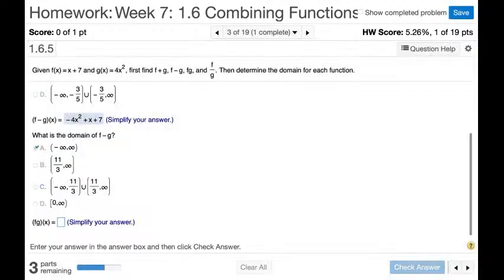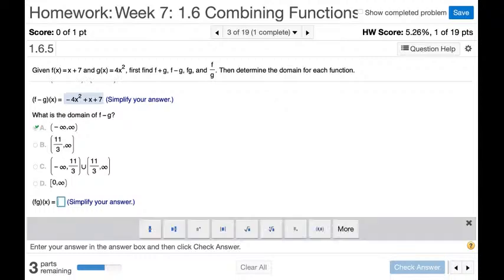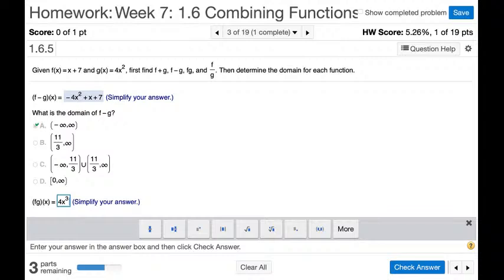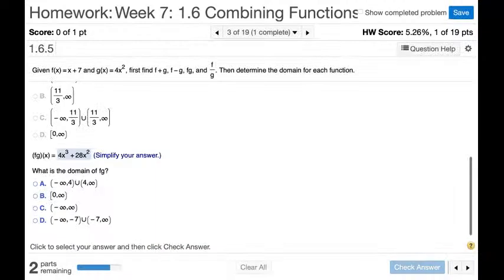F times g, so we multiply. So we're going to distribute that 4x squared. So we're going to get 4x cubed. 4 times 7 is 28x squared. And I think this one still has the same argument. All reals intersect all reals is still all reals.